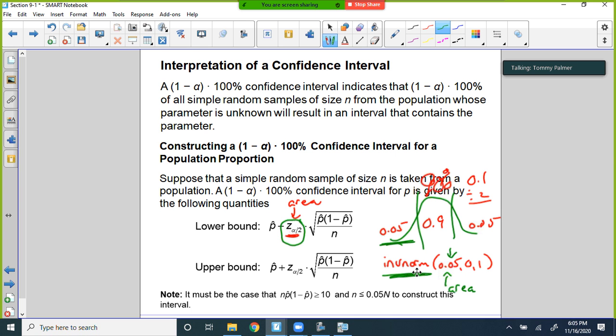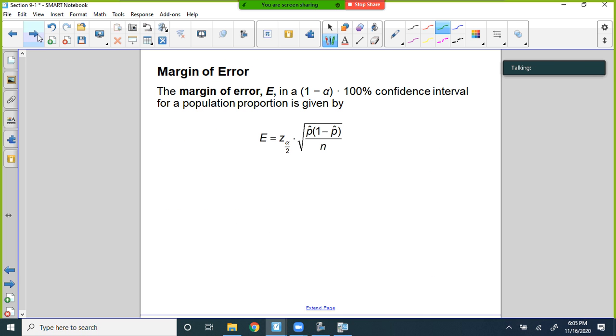Now to find that z-score without having to go and look at a table, use inverse norm, right? You've got the area, you want a z-score for it, boom, right there. Mean of 0 and standard deviation of 1. Now, margin of error. That's that z-score, right? Times the standard deviation.